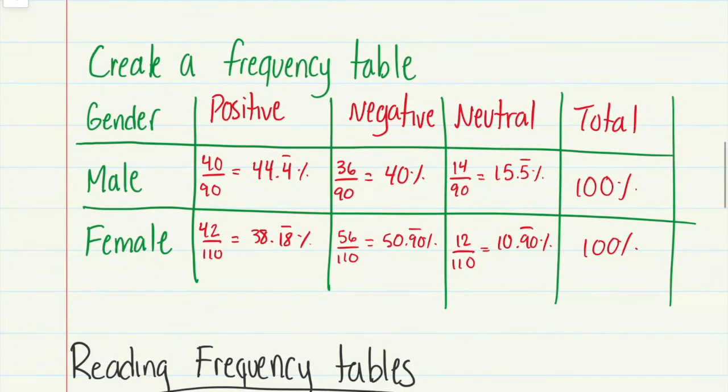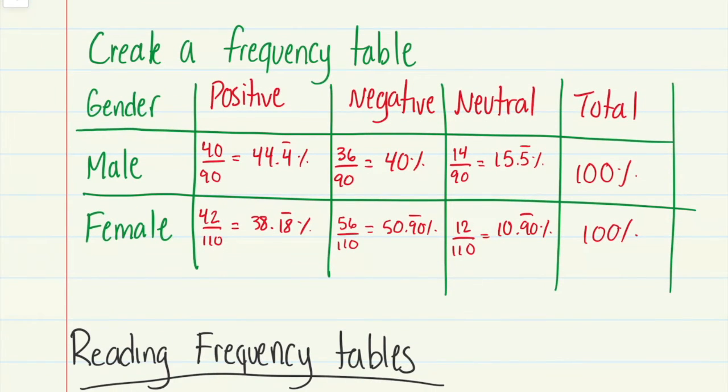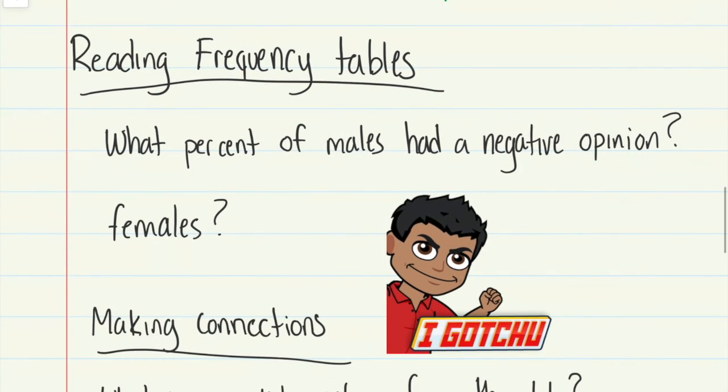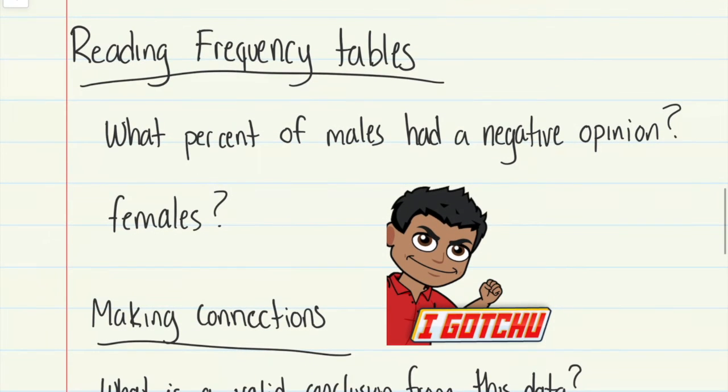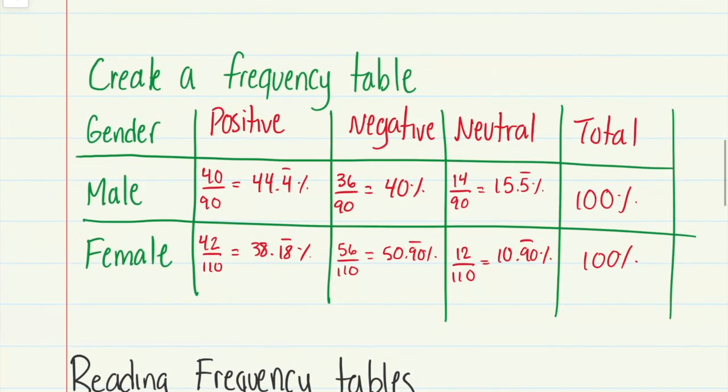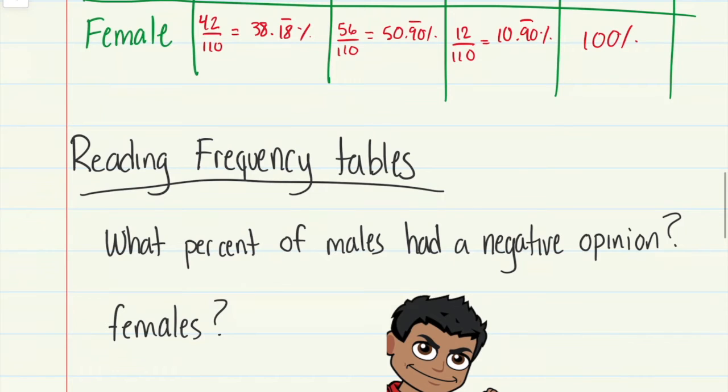Now on the homework, sometimes, if it's multiple choice, maybe this will be a 44%. Maybe this will be a 15 or 16%. It'll be obvious because no numbers are going to be very similar to each other. And the homework might also ask you, hey, what percent of males had a negative opinion? Well, then you will go to males. You will go to negative. That will be a 40%. So you would say 40% for males.